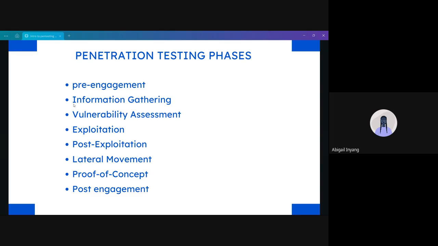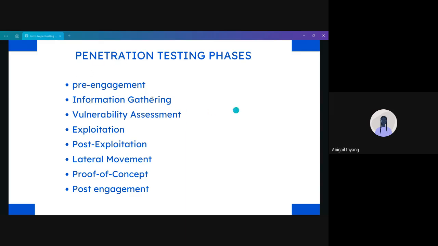For active information gathering, this is where you're now interacting with the company. You're scanning the company, looking for open networks, looking for open ports. You're interacting with the company, sending probes to the company. While passive information gathering involves just using the internet to gather information, you're not directly communicating with the company. In active information gathering, you're directly communicating with the company by scanning or sending probes.